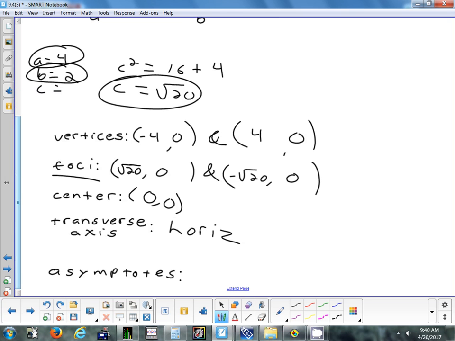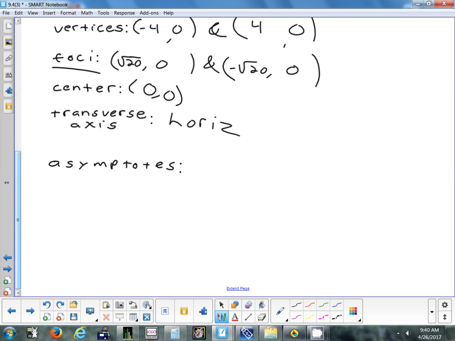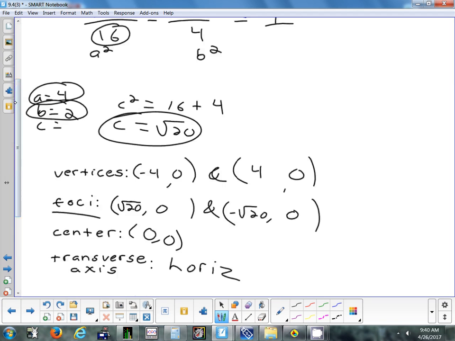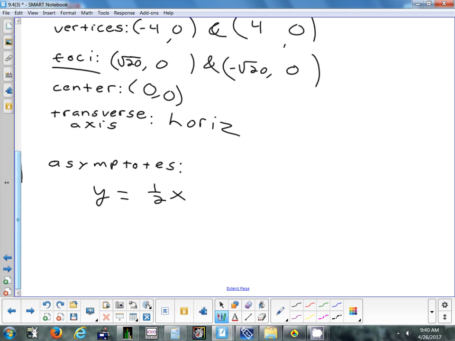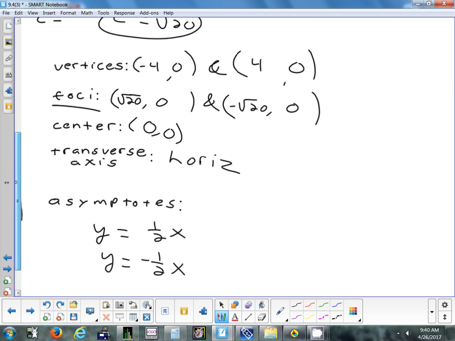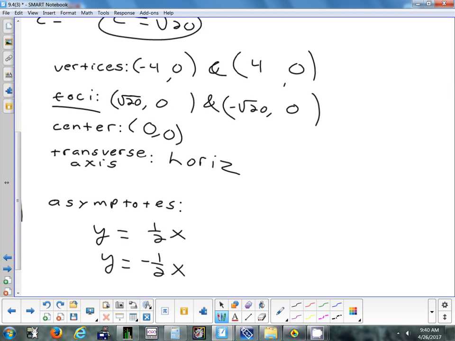Okay, and the asymptotes. What was the slope? Was it a over b or b over a? This one is b over a, positive and negative. And this is going to be nice. What's b divided by a? 2 divided by 4? A half. So your asymptotes are positive a half and negative a half. So that's every single thing you could possibly describe about a hyperbola. Most problems don't ask you to describe every single thing. This one did. Any questions on that?